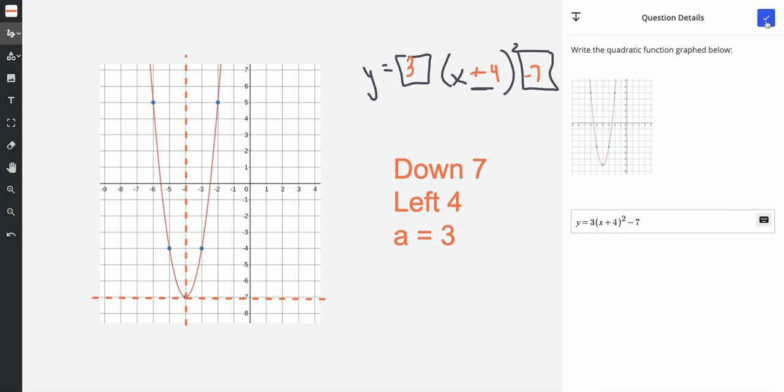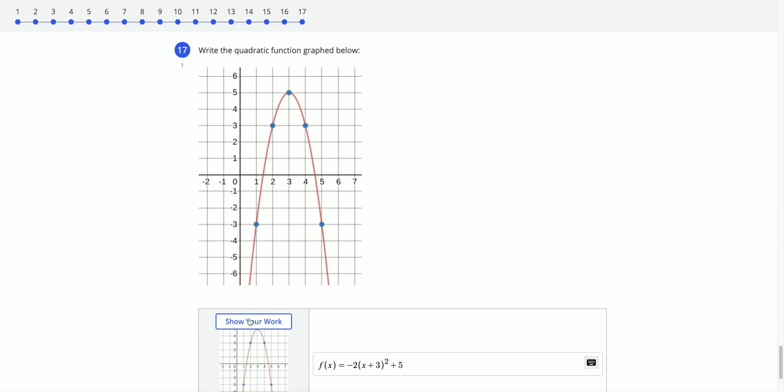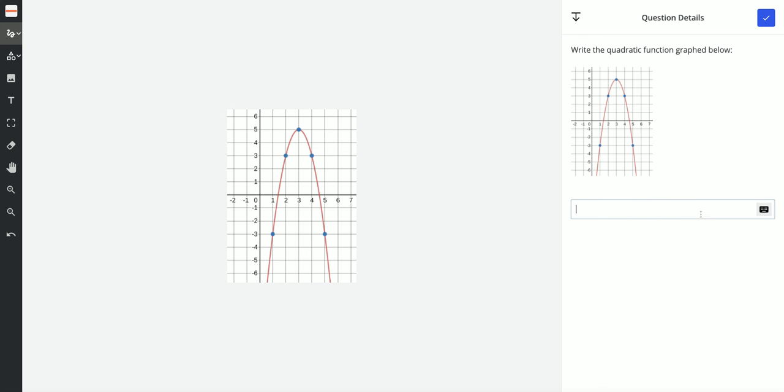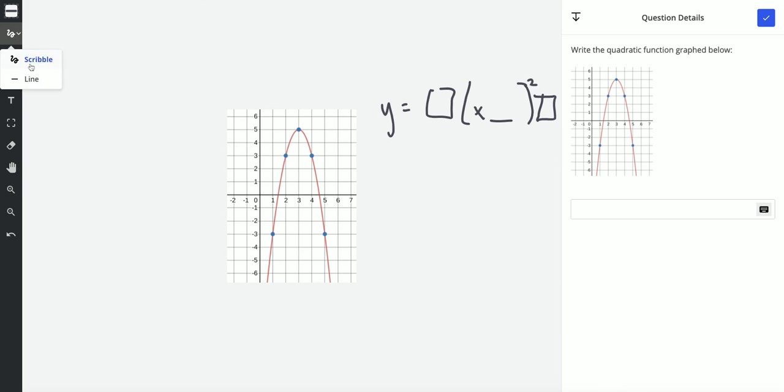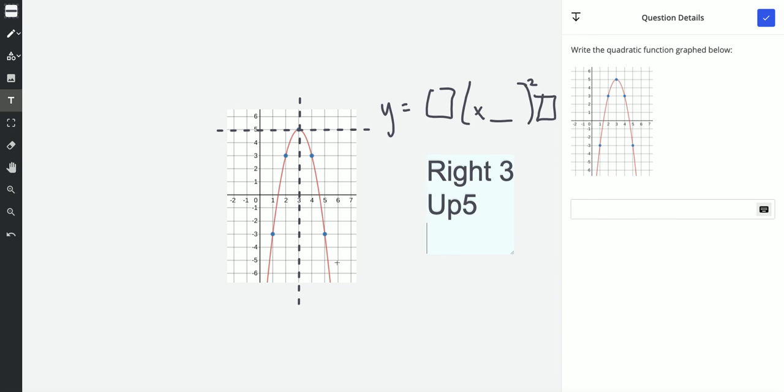All right, try one more in real time. I think there's one more left. Okay, let's see. Y equals something, x blank squared with a box. So the first thing I need is my line. I have a new axis of symmetry that went right 3. My x-axis went up 5. So I went right 3, up 5.